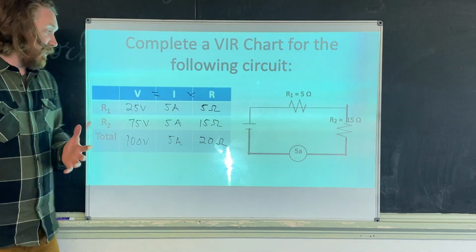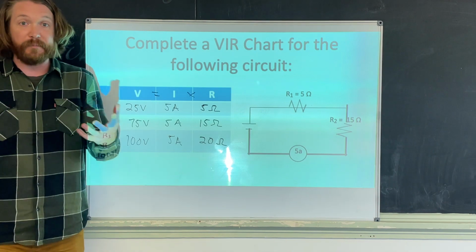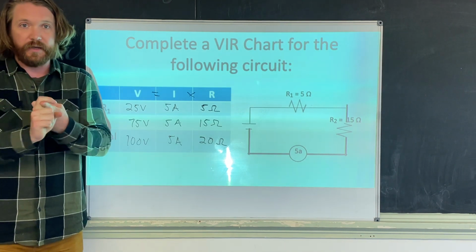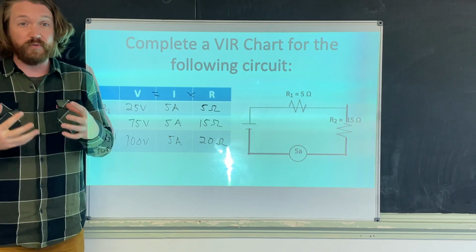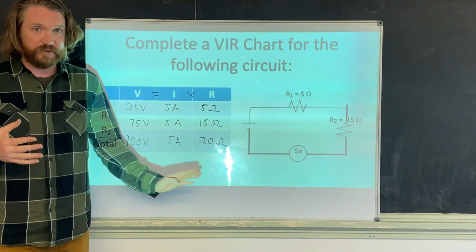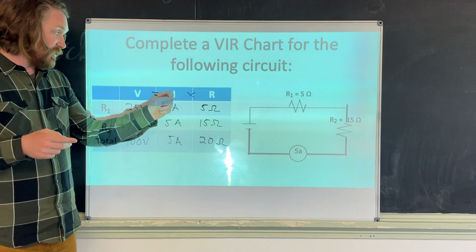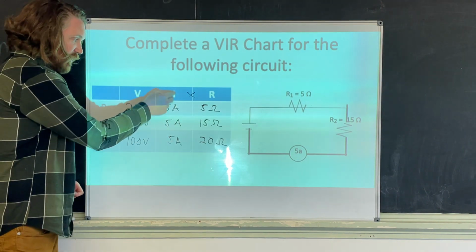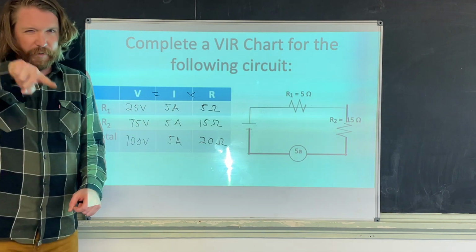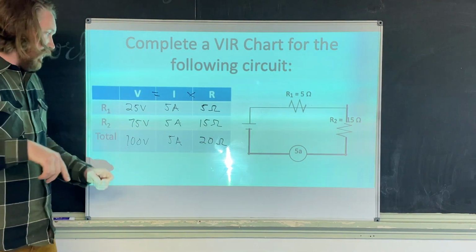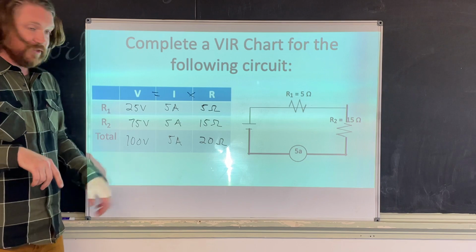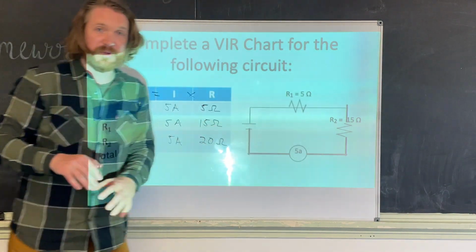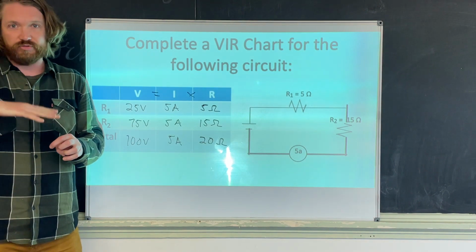And that's it. If you can make a VIR chart and remember these couple things I told you: number 1, a series circuit is a continuous loop. Number 2, to find the total resistance, you just add up all the resistors. Number 3, the current is the same everywhere in a series circuit. Remember that single line of current helps me remember because it's one single loop. And the voltages add up to the total voltage, okay? Each resistor eats up a little bit of that voltage, so there's a voltage drop there.